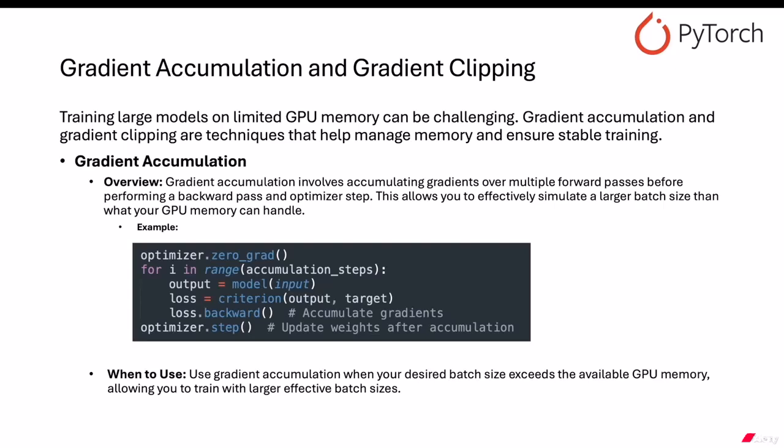Here is an example where I'm saying optimizer.zero_grad, for i in range accumulation_steps, output equal to model of input, loss equal to criterion of output comma target, loss.backward, where you accumulate gradients, optimizer.step, update weights after accumulation. When to use it? Use gradient accumulation when your desired batch size exceeds the available GPU memory, allowing you to train with larger effective batch sizes.